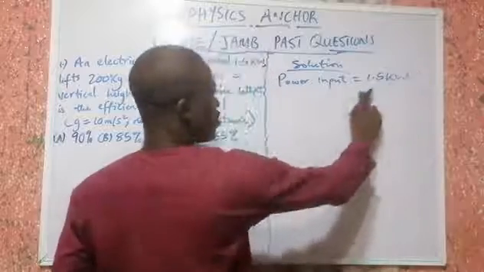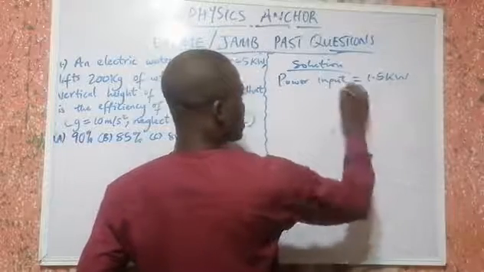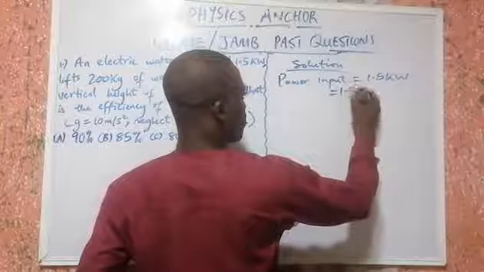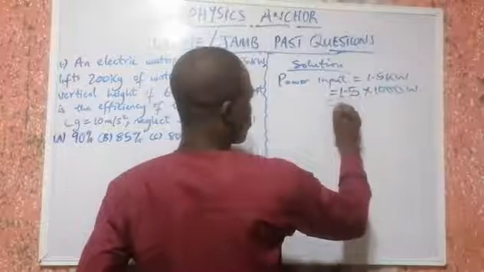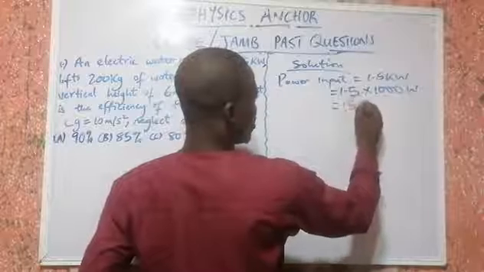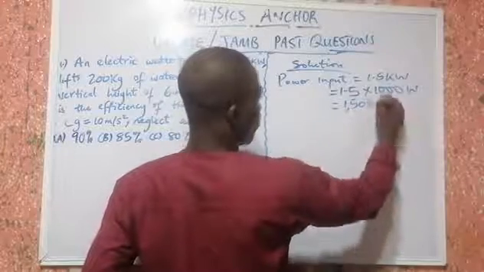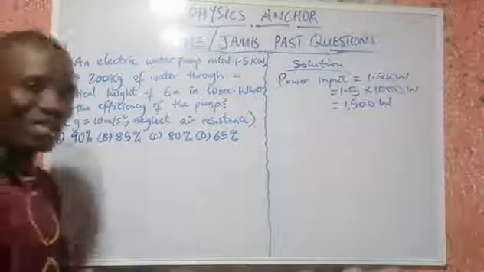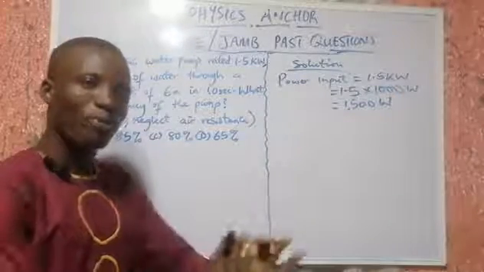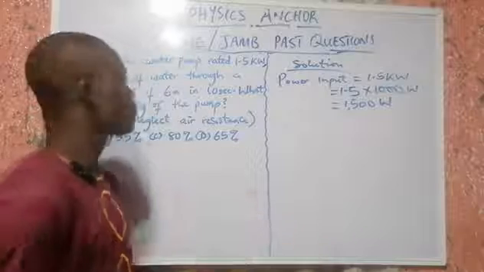equals 1.5 kilowatts. And because that is not in watts, we can't use it in kilowatts. So it's going to be 1.5 times 1000, so that we can convert it to watts. And that will be 1500 watts. So we convert that. So that's the power input. The power of the electric pump is the input.